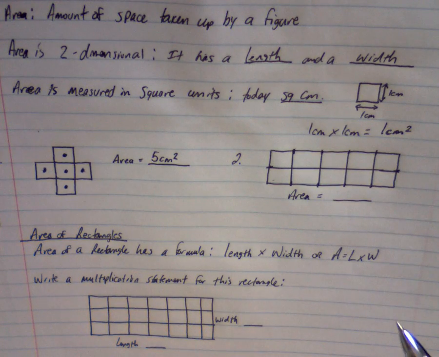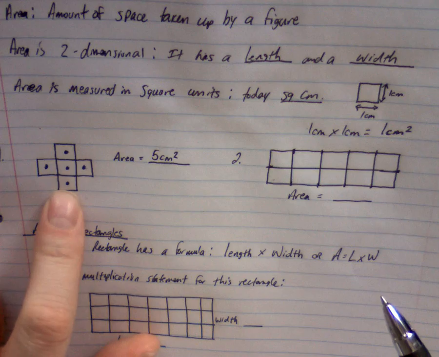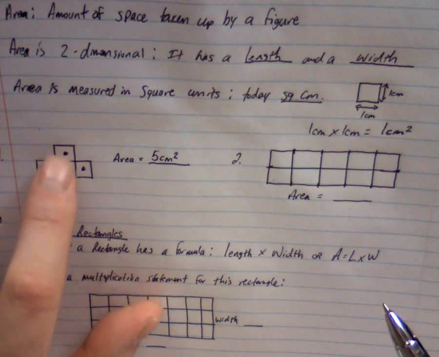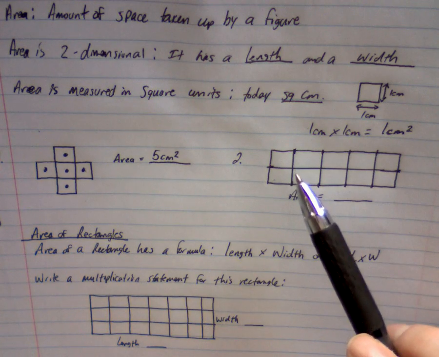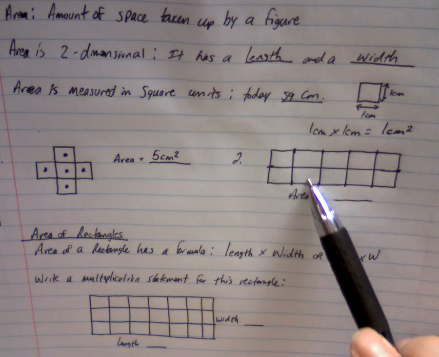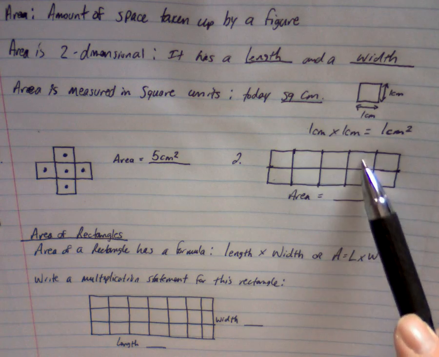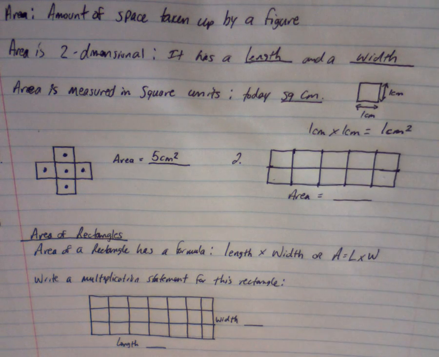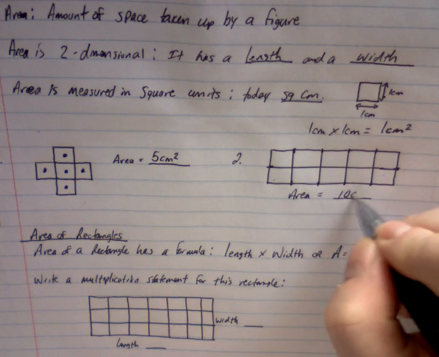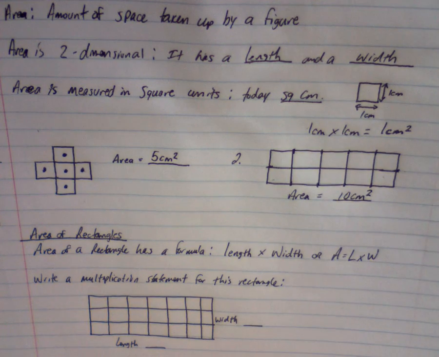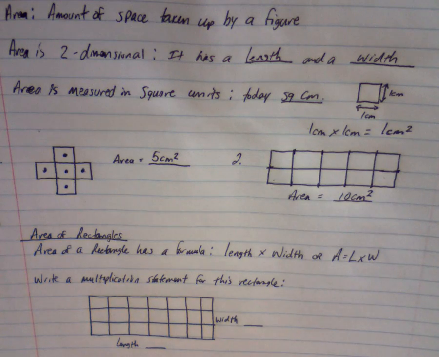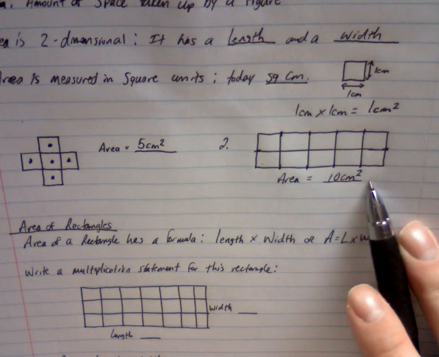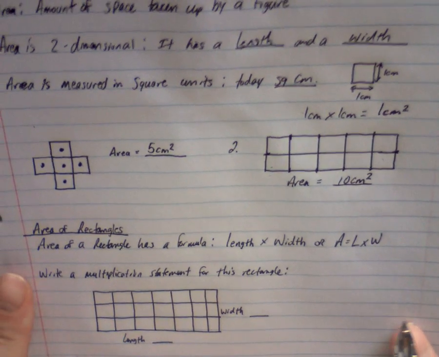And I want to find out what the area is. Well, what did I tell you to do here? I said count the squares. 1, 2, 3, 4, 5. That was my area. It's pretty simple. Well, let's do that again. 1, 2, 3, 4, 5, 6, 7, 8, 9, 10. I have 10 squares, so therefore my area is 10 centimeters squared, because each one of these is 1 centimeter by 1 centimeter. Okay, so 1 centimeter squared. So therefore you have 10 centimeters squared.